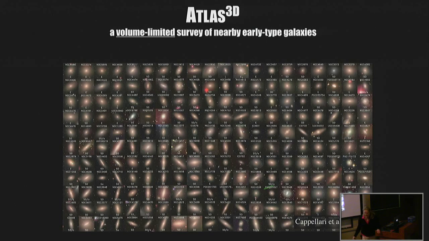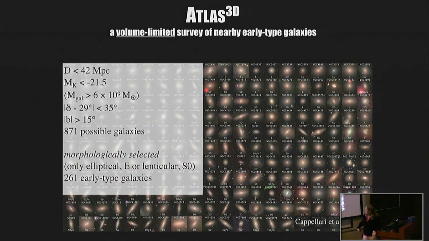The way that we came about doing this was actually through the Atlas 3D survey. That is a volume-limited survey of 261 nearby early type galaxies. When Michele Cappellari set out to do this, it was using the SAURON instrument, which was one of the first integral field spectrographs on the William Herschel Telescope. He picked things that were within 42 megaparsecs, so you could see them. They needed to be massive, they needed to be visible in the north, and you really didn't want them on the galactic plane.